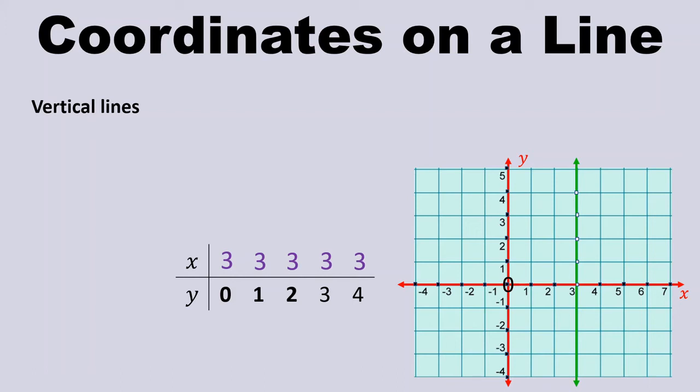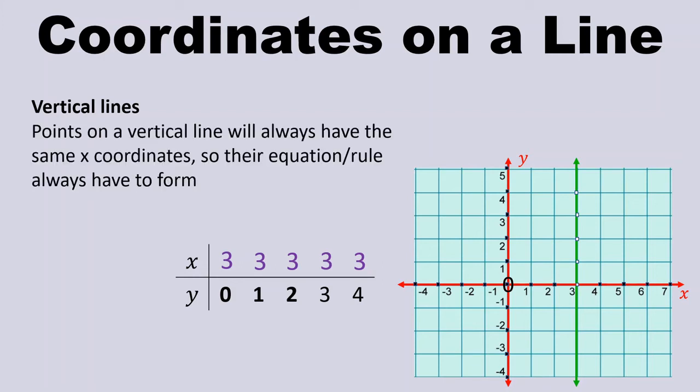So did you notice the pattern? I hope so. It should be pretty clear and obvious. For vertical lines, the points will always have the same x-coordinate. So the equation or rule for all of their coordinates have the form x equals some constant number. And in this case, what's our rule? x is always equal to 3. So I've labeled my line with my lightning bolt arrow, x equals 3.